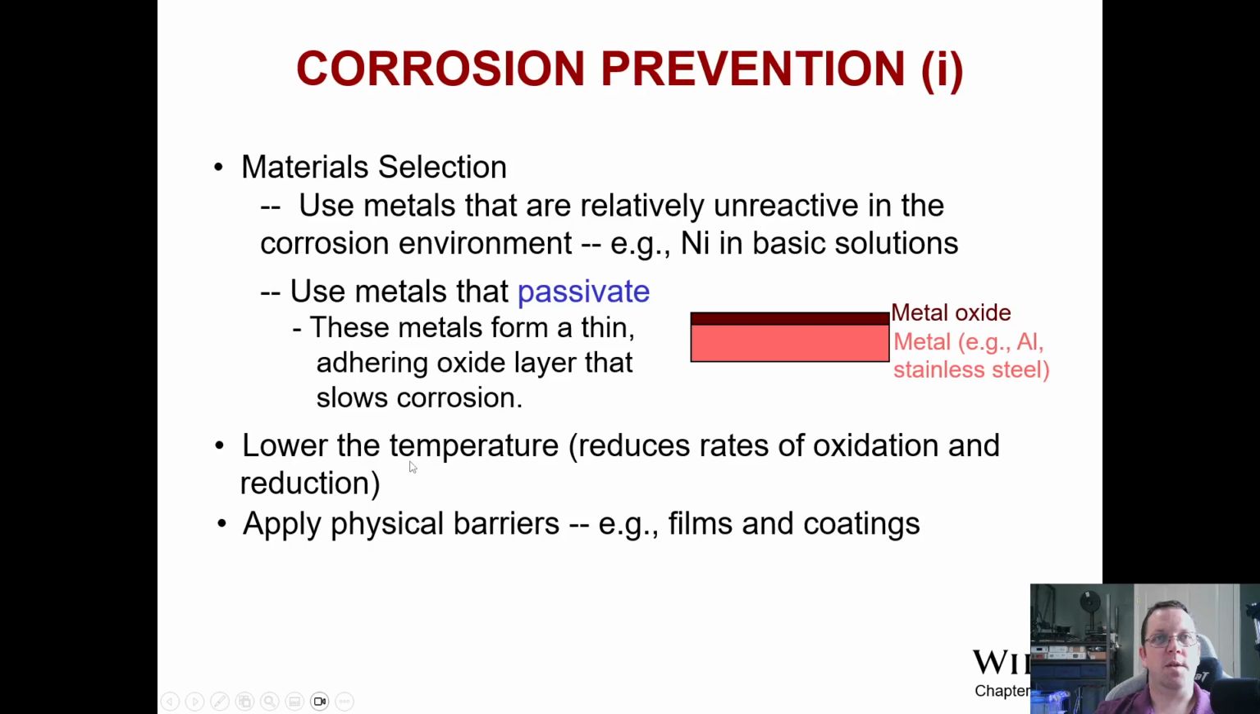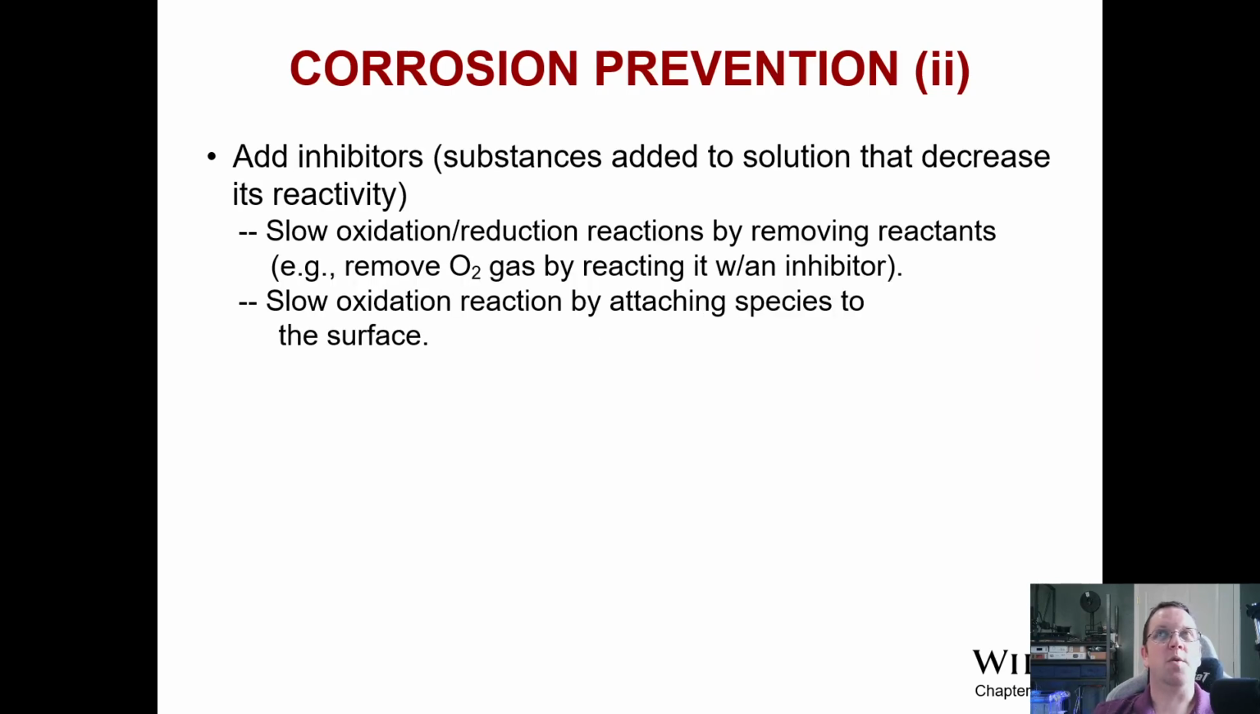So you can lower the temperature, but you can't just sort of move everything up to Canada in order to prevent corrosion and oxidation. You can also apply physical barriers, films, and coatings. Those are very, very common. So this is why we paint cars. It's not actually because we want them to look prettier as much as it is we are trying to protect the underlying base color. And that's very, very important.